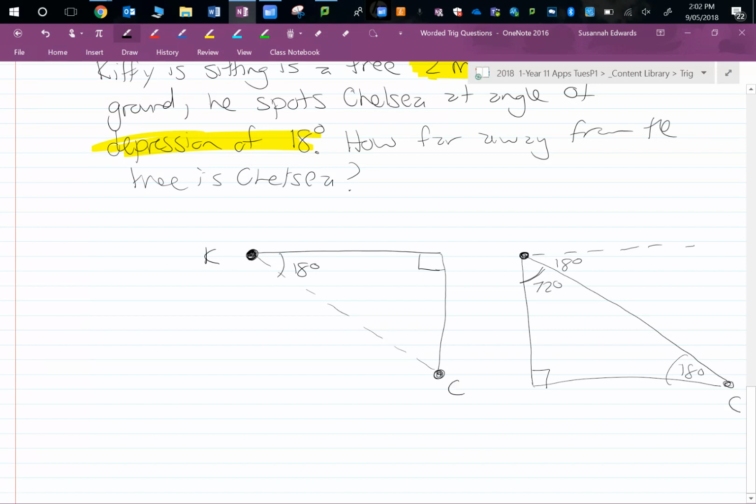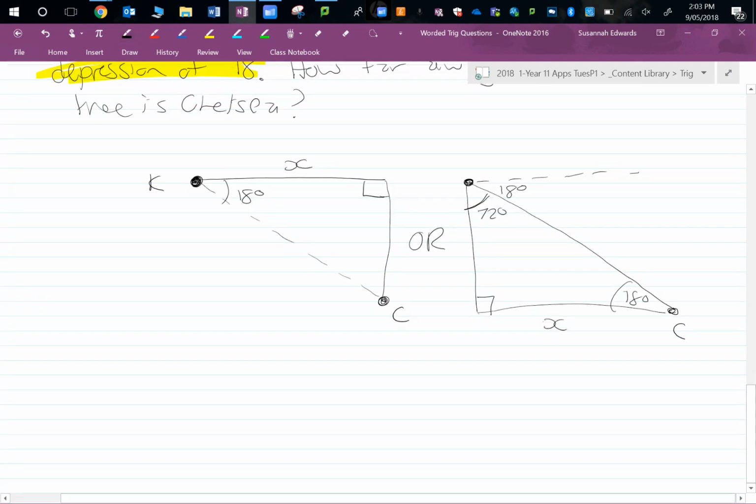We've got this. Chelsea's down here. What are we trying to find? The distance from the tree. So that is the horizontal distance. So it's this distance here. Or if you wanted to, you could write it here. You will still get the same working out whichever way you draw it. But you've got to be aware of where that angle of 18 is. It just says or, just like you can do either way.